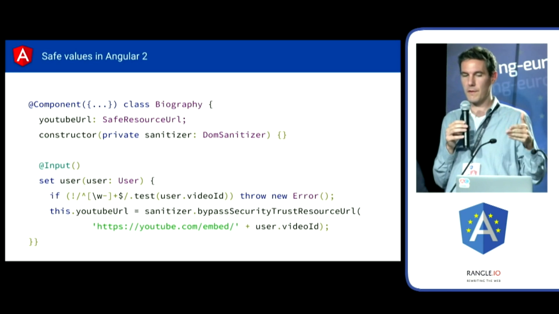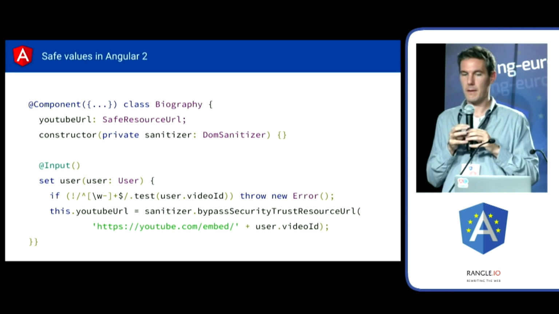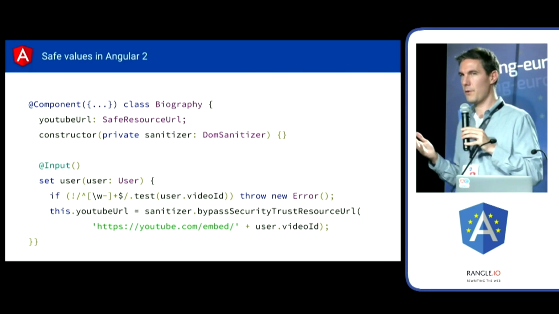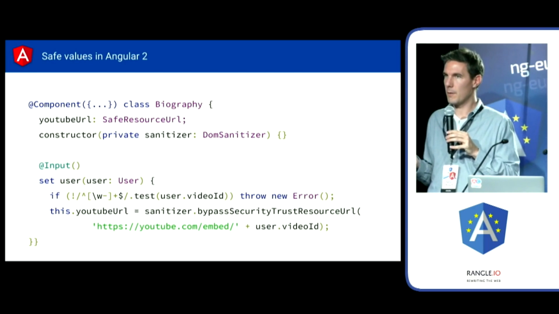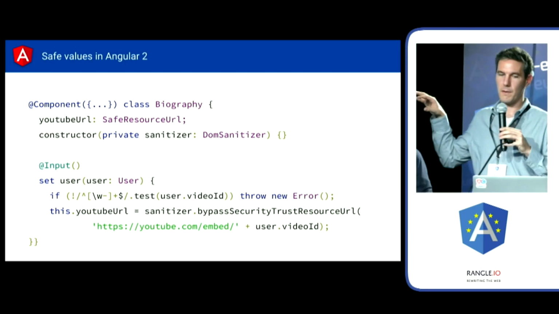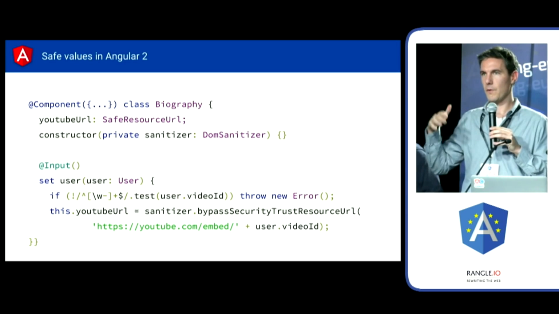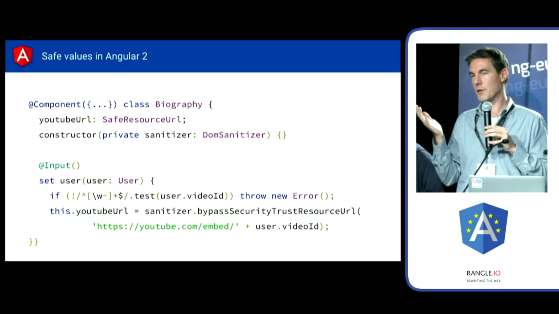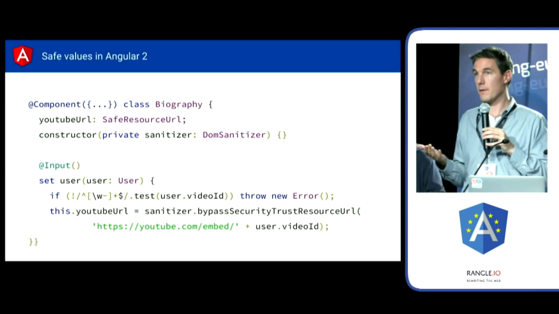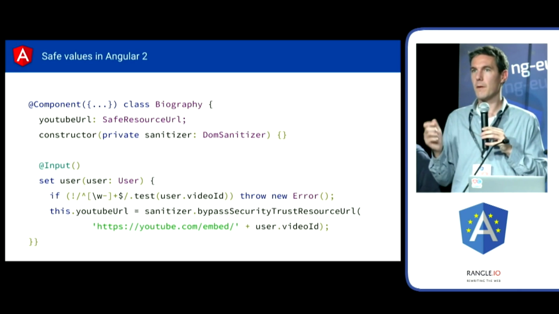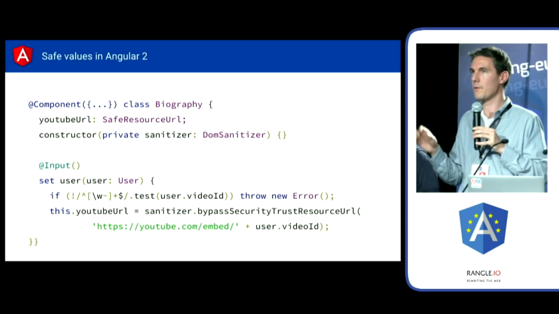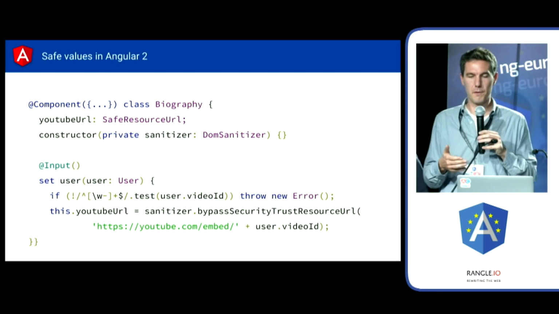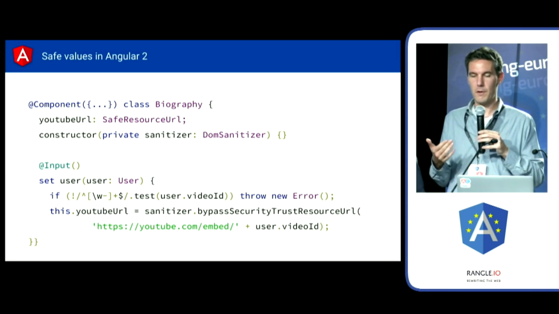And so when the user is set, we actually validate that the YouTube video ID on the user is probably actually a YouTube video ID, or even if not, is probably harmless. So we have this regular expression here that says if the video ID does not only consist of alphanumeric characters, so backslash W and dashes, if that's not the case, then we throw an error, because we know, hey, something weird is going on because YouTube IDs only consist of these harmless characters. And in the other case, we actually say sanitizer.bypassSecurityTrustResourceUrl.